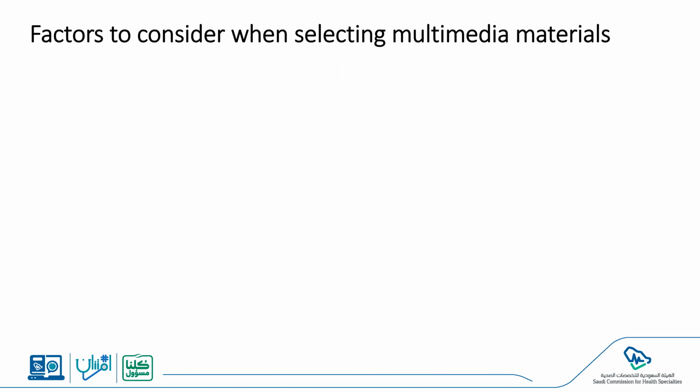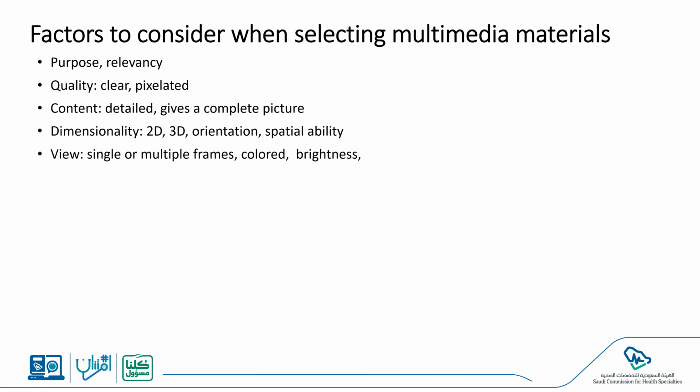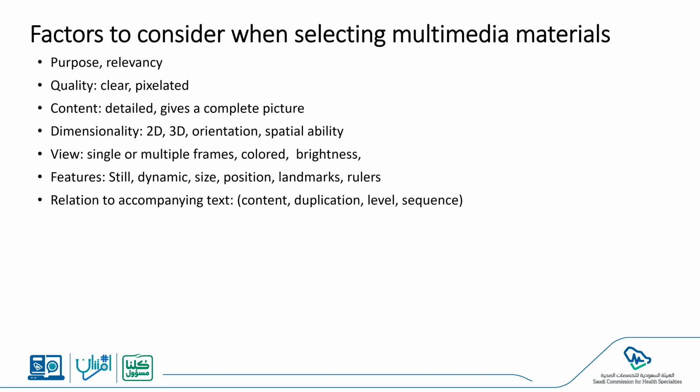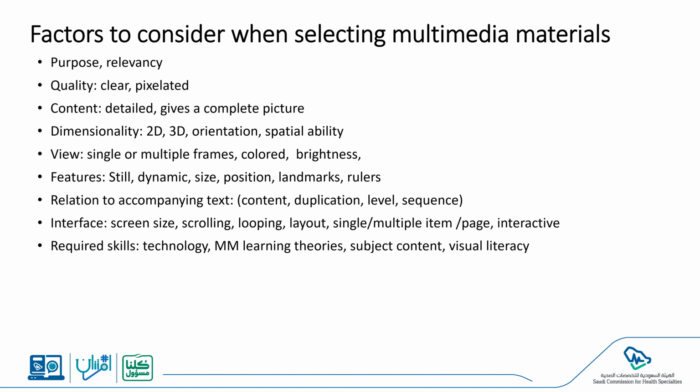And then in the end, I just compiled this for you to go through later on, like a checklist. So when you're thinking about multimedia in your material, you need to think about the purpose and relevancy of it, the quality, what is the content, does it add to the content, are you going to put 2D or 3D, what's the dimensionality, what's the view, is it a single view or not, what's the color of it, what are the features, is it still or dynamic, relationship to the text, is it going to be before or after, above or below, what is the screen size, what is the interface of the computer if you're using, is there going to be scrolling, looping, and so on, what are the required skills, do they need to know how to use an iPad or iPhone or things, these are all things you need to consider.